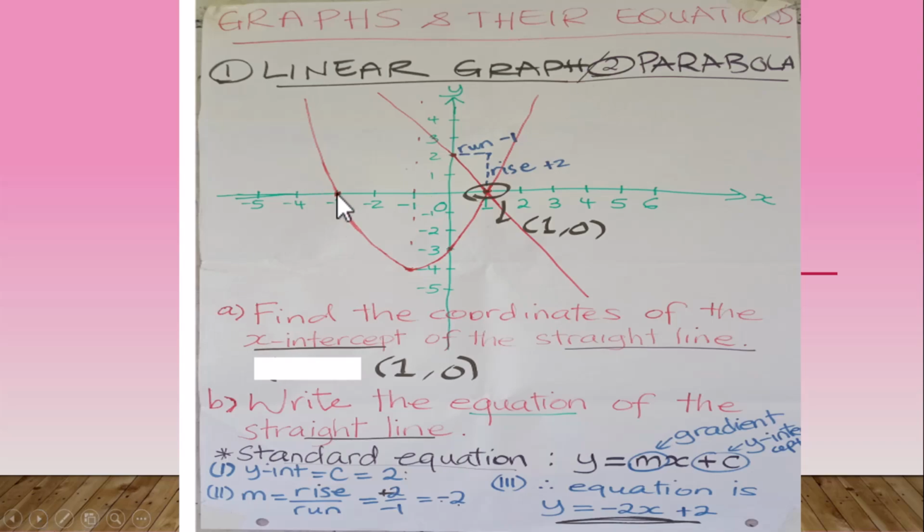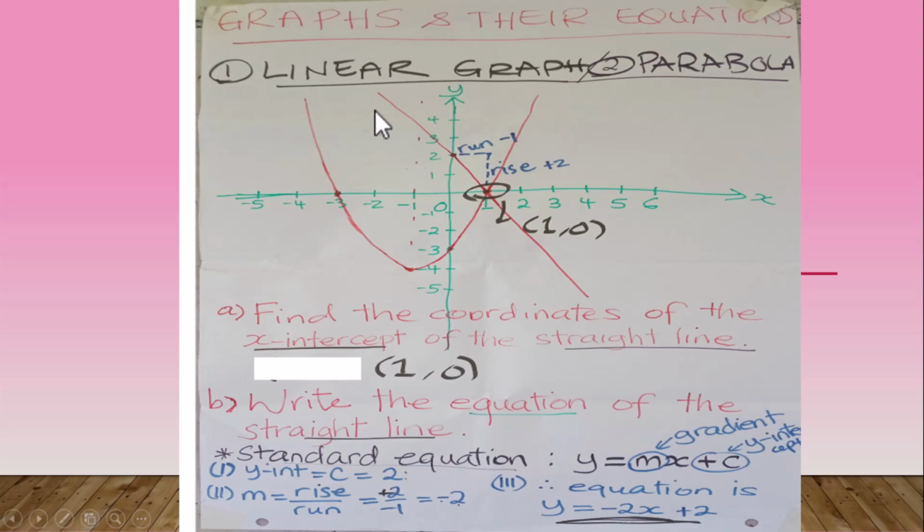Here is a question from an old exam booklet. I think it's the 2022 and 2021 papers combined. So I have a parabola here and a straight line, and we'll go by the questions that come in the paper. So the first one is: find the coordinates of the x-intercept of the straight line.